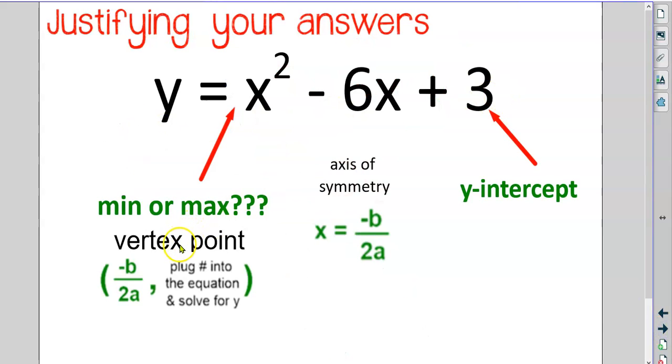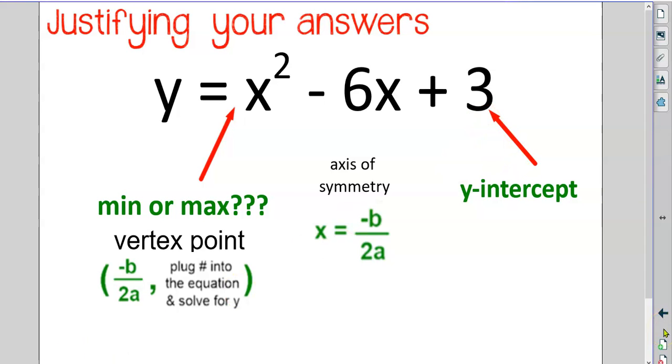The vertex point can be determined as a min or max by looking at that a value and using this particular vertex formula. The axis of symmetry can be found after you start your vertex formula and simply taking the x value and writing it into this equation. And the y-intercept is just sitting at the end of the sentence.